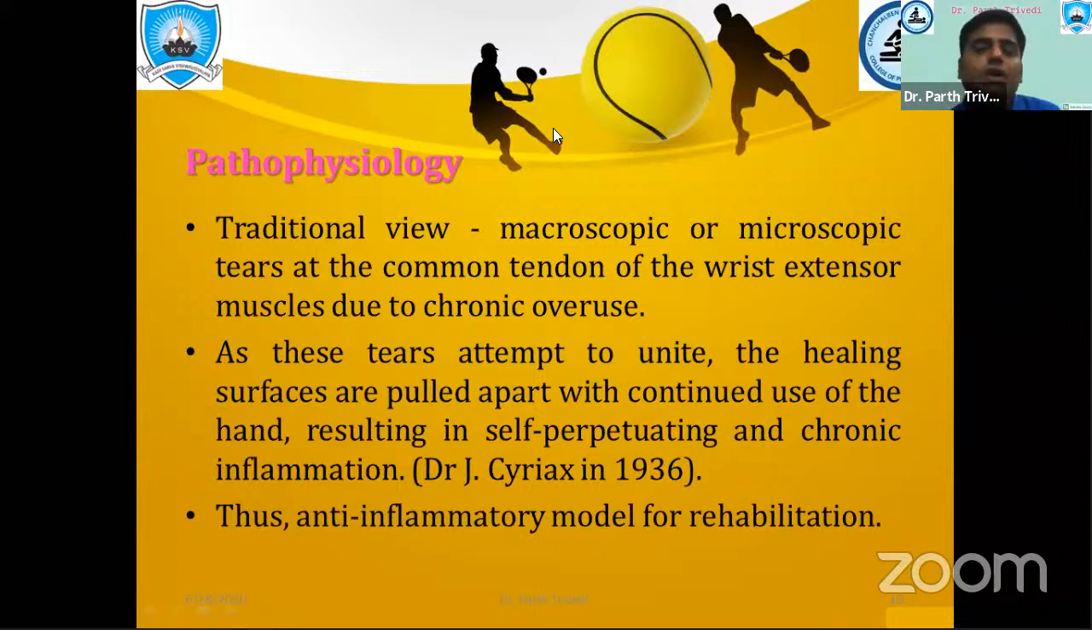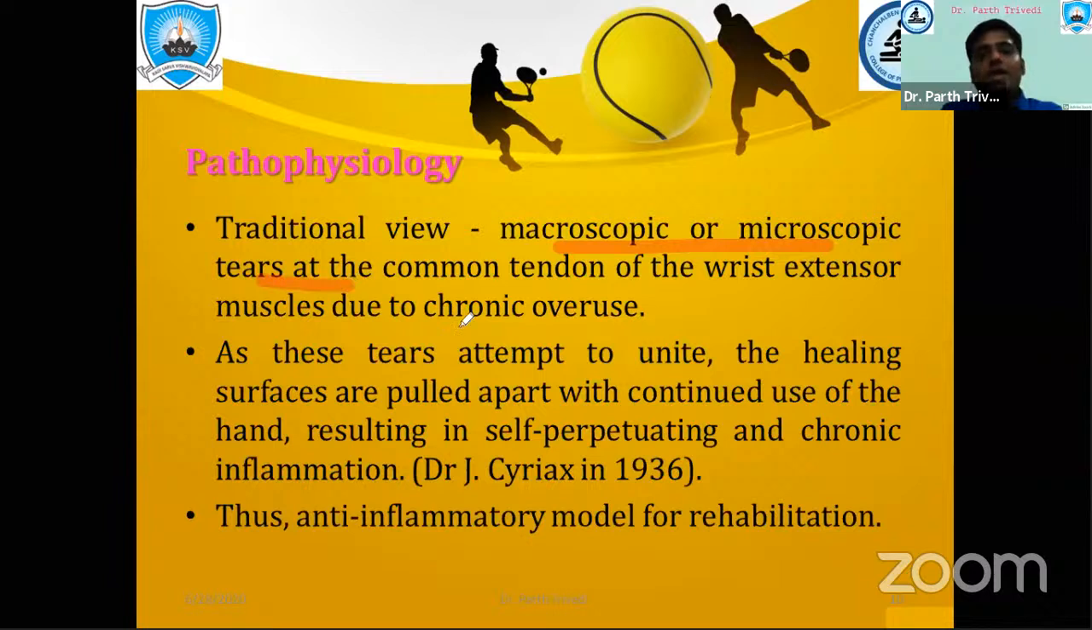of wrist extensor group of muscles, basically your ECRB and ECRL, lead to macroscopic and microscopic tears. And this is because of your chronic overuse. Chronic overuse means repeated wrist extension causes macroscopic and microscopic tears. As these tears attempt to unite, what happens?